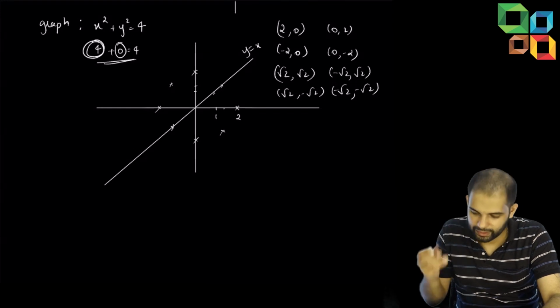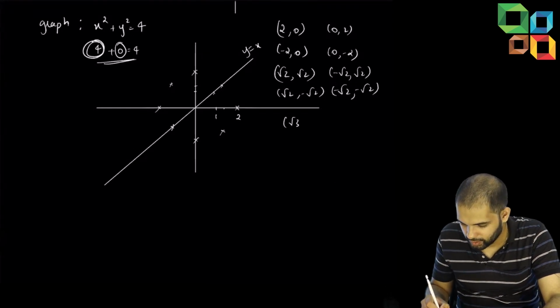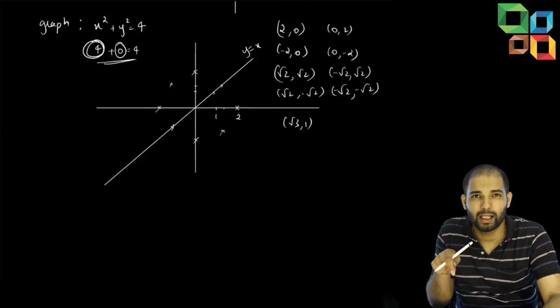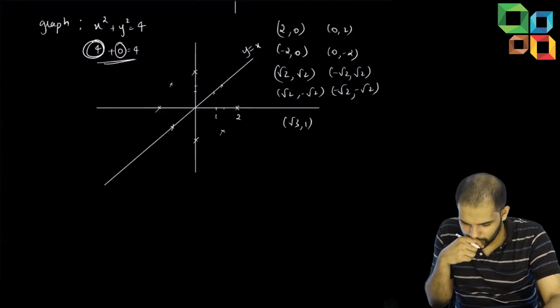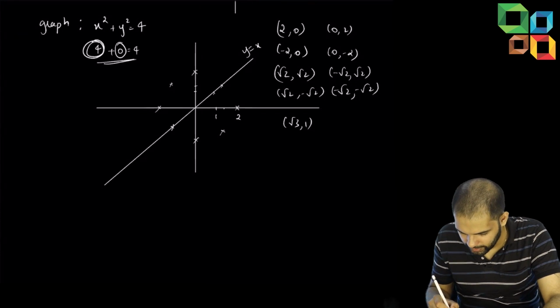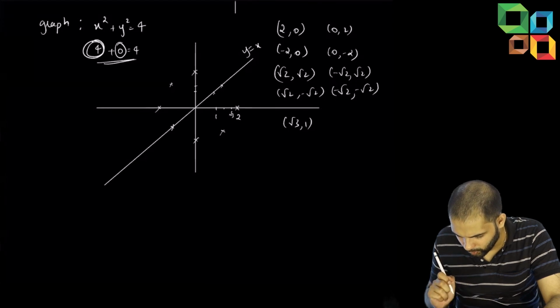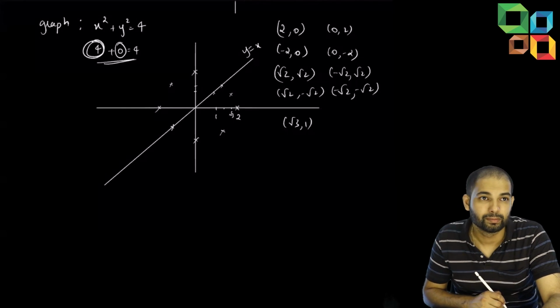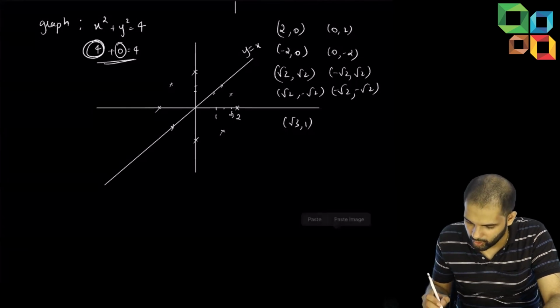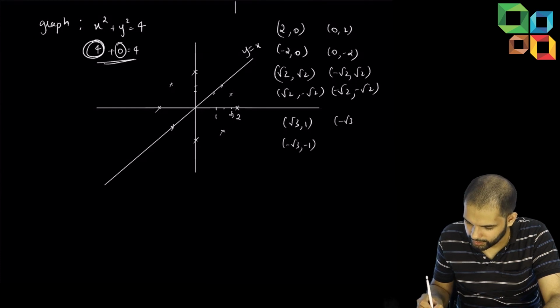Root 3 comma 1, yes, that is another point. You can see that, square them. So root 3 comma 1, where is root 3? Root 3 is somewhere here, and 1 is somewhere here. So you can see, if you got this, probably you can guess. All these will be your points on the circle.